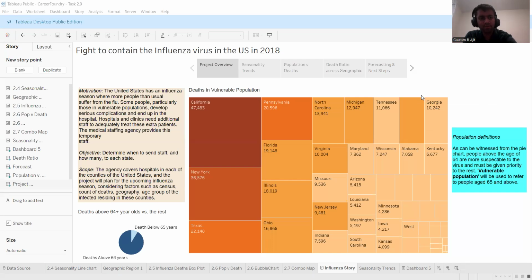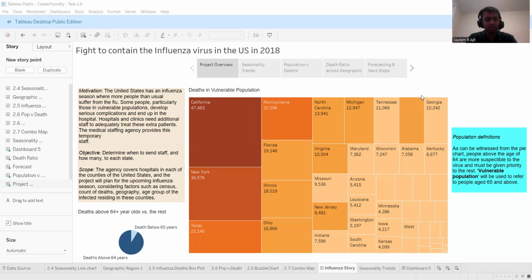Hello everyone. I'm here to talk about my Tableau project, which is concerned with containing the spread of the influenza virus in the US in 2018, based on historical data. We are now in 2024. Nevertheless, the project is an attempt to recognize the pattern of the virus spread and dispatch medical staff accordingly.